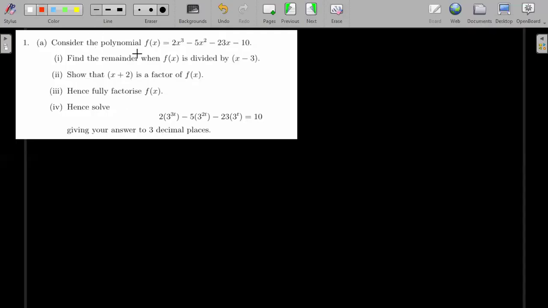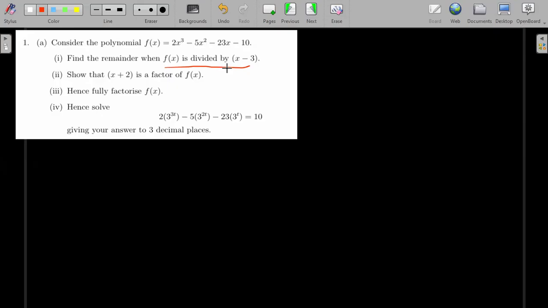Now let's start from question one. Question one says, consider the polynomial f of x is equal to 2x to the power 3 minus 5x squared minus 23x minus 10. The first question is, find the remainder when f of x is divided by x minus 3.